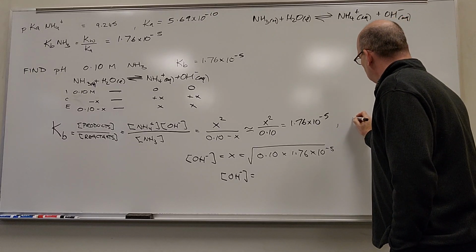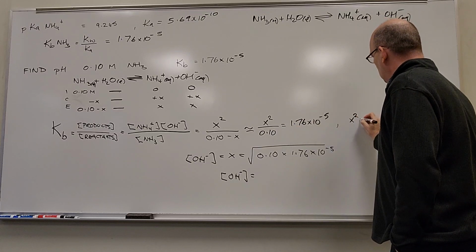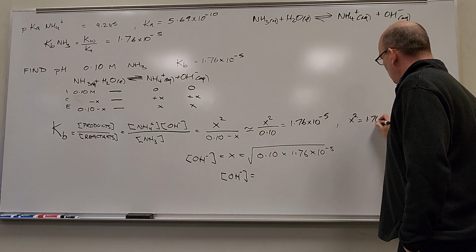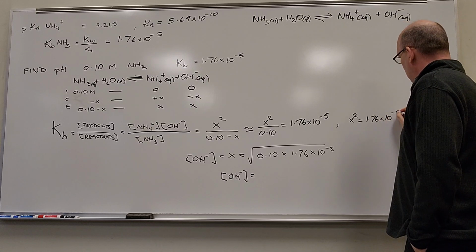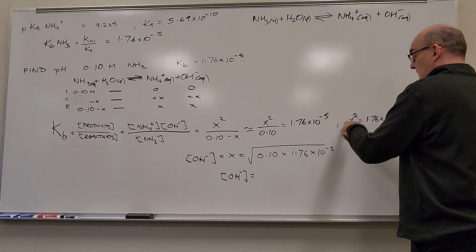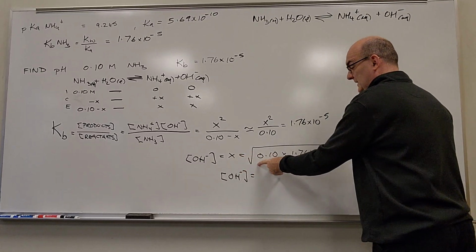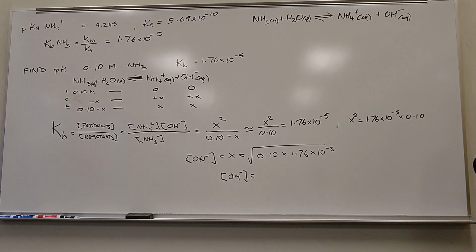The missing step here, because we've done it so many times, is that x squared is 1.76 times 10 to the negative 5 multiplied by 0.10. Just move that over to here. So x squared is this, which means the x value is the square root of that. Oh, no, okay, that makes sense. I used the KA instead of the KB.